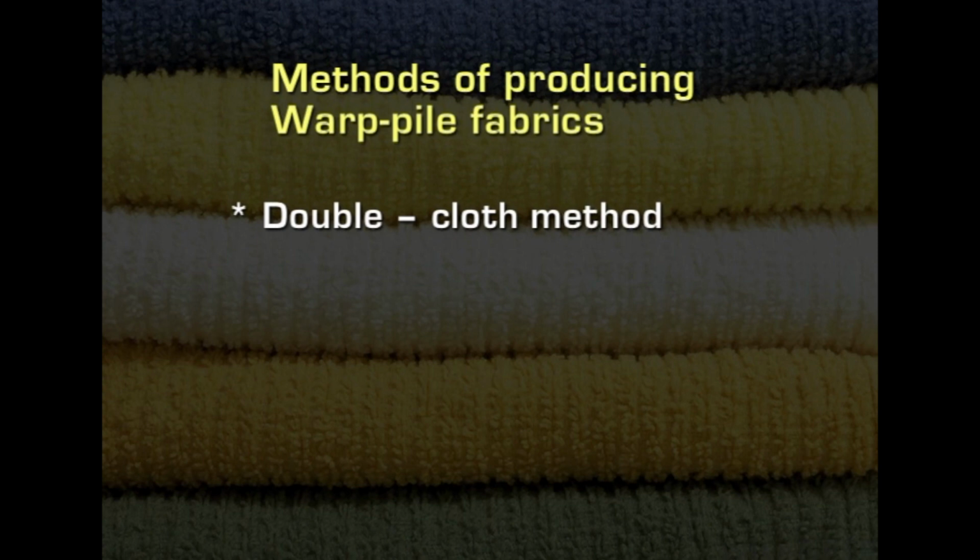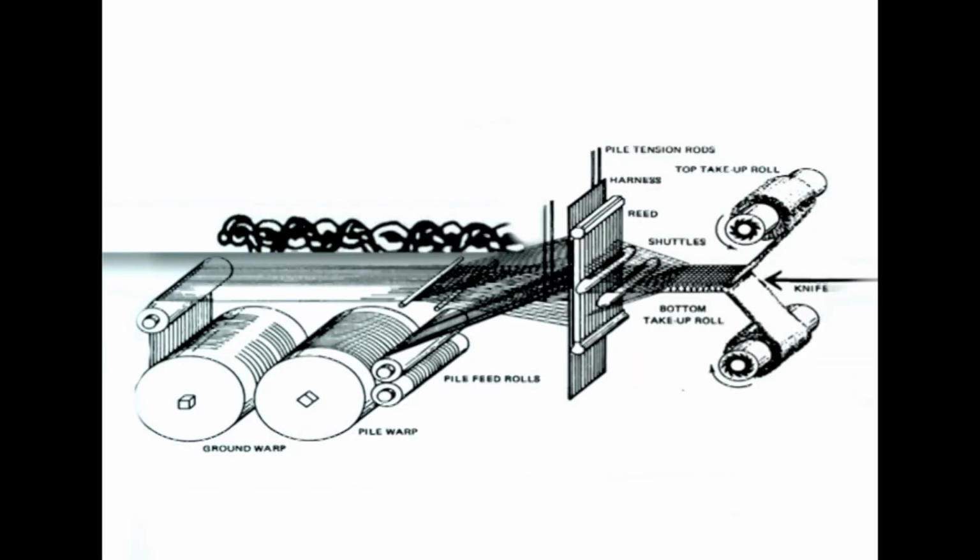This, as the name indicates, means 2 fabrics are woven face to face, one on the top, one at the bottom, and 2 sets of warps and 2 sets of wefts are required for this. The extra set of warp yarns is also present on a separate warp beam, and this warp beam produces the pile by interlacing the top and the bottom fabrics.